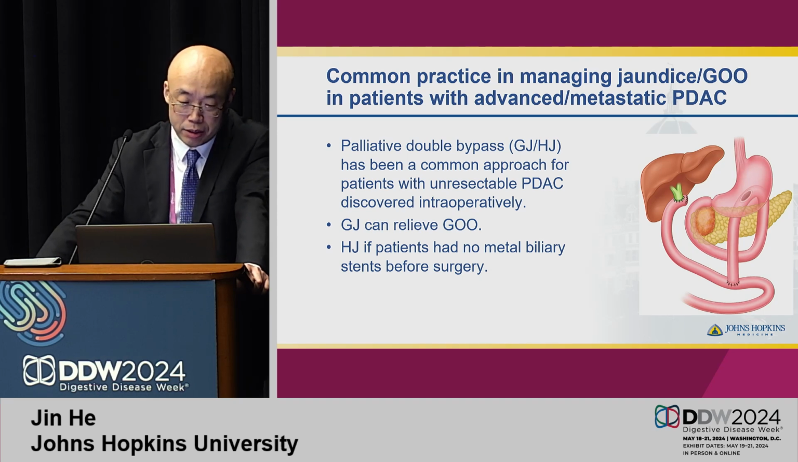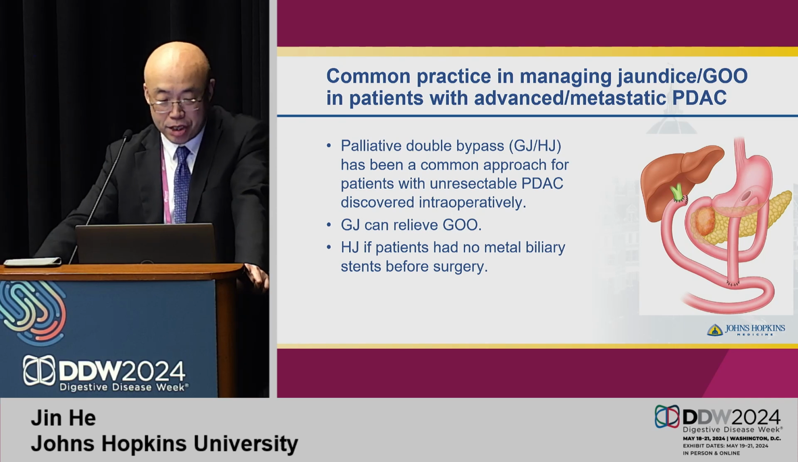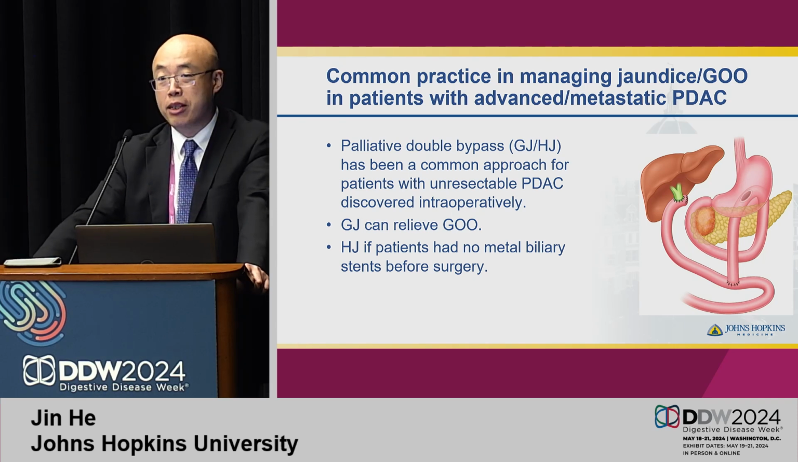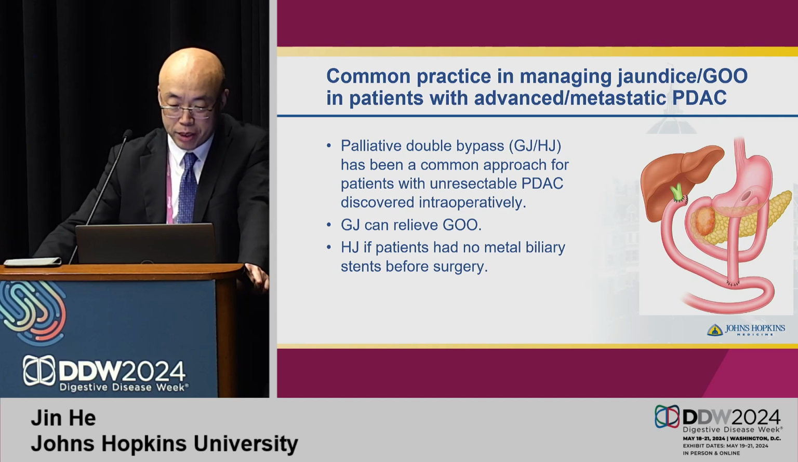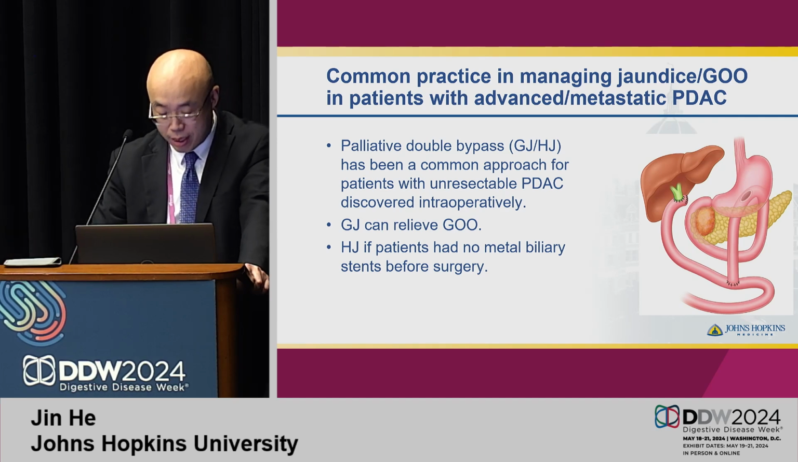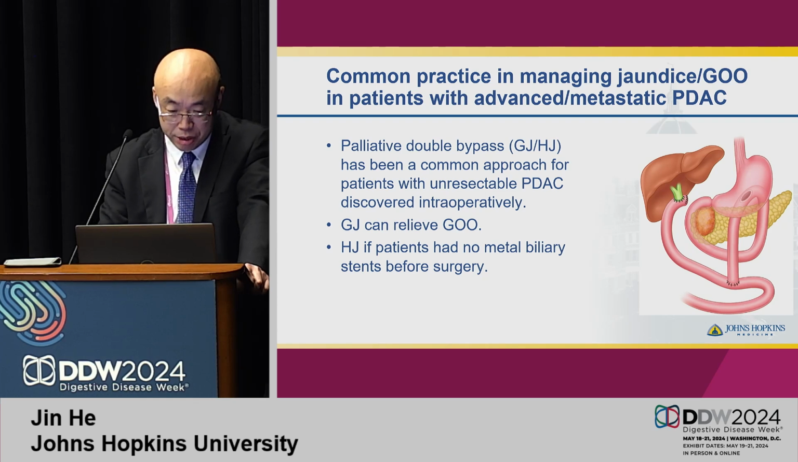And gastrojejunostomy can definitely relieve gastric outlet obstruction or impending GOO. Now, a lot of patients nowadays already present with a metal stent in the biliary tree. Those patients we typically don't even consider HJ due to the technical challenges.